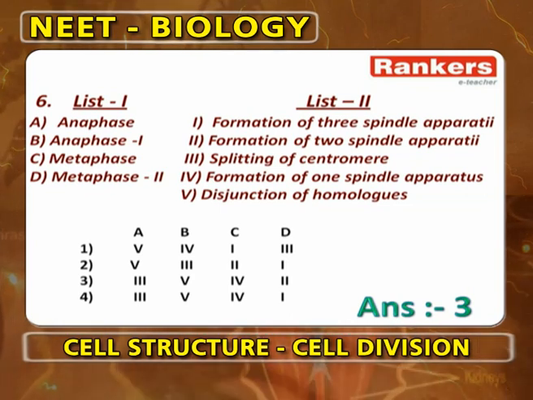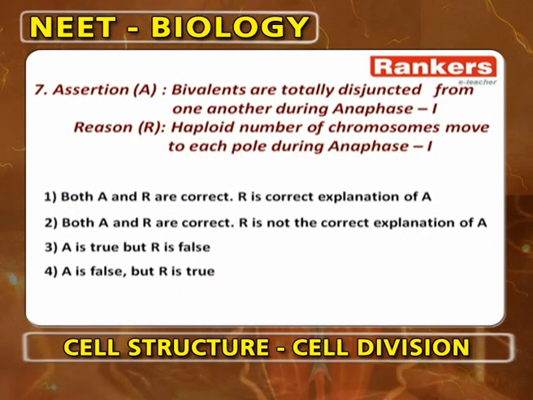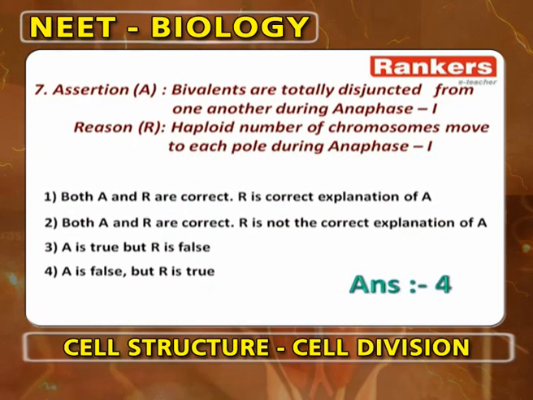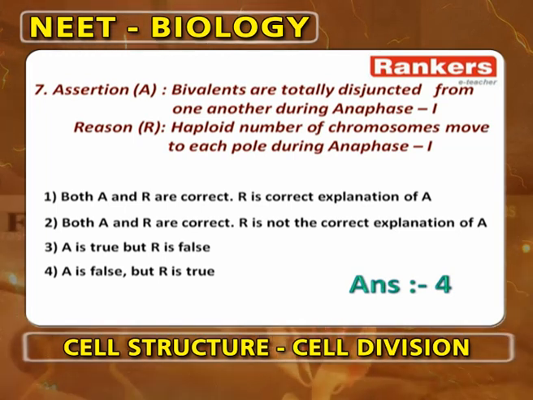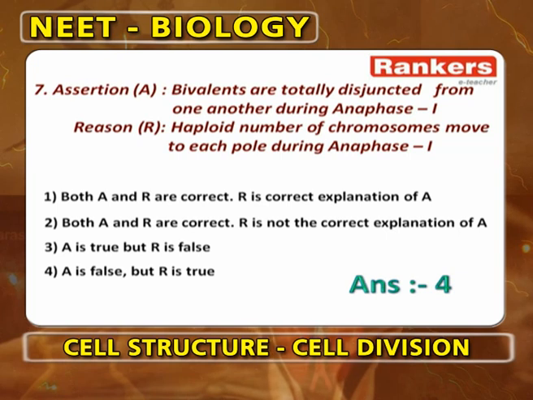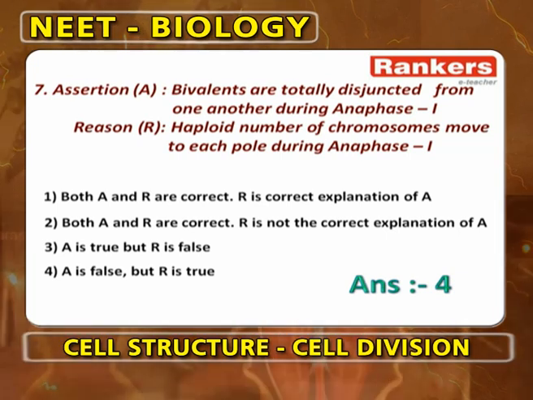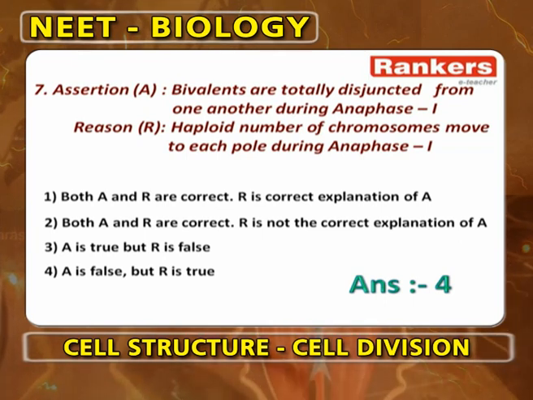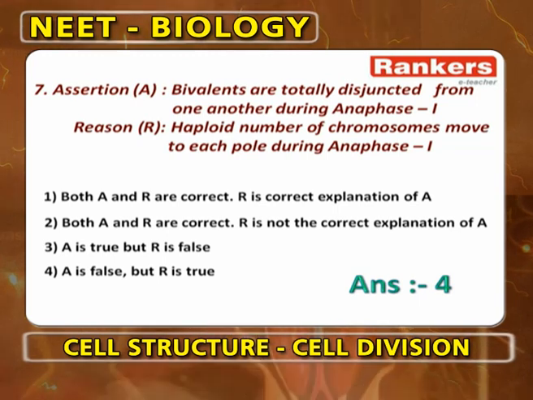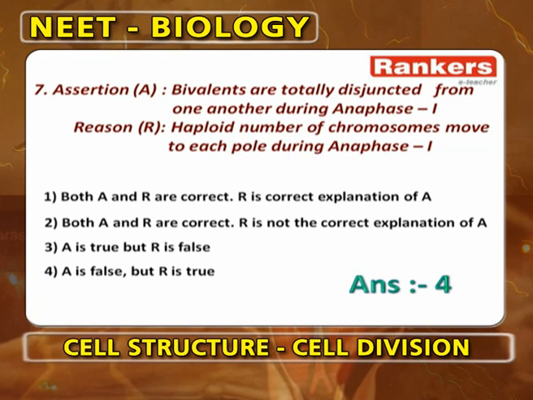Next, this is an assertion reasoning question. Assertion: Bivalents are totally disjuncted from one another during anaphase 1. Reason: Haploid number of chromosomes move to each pole during anaphase 1. Bivalents are not completely disjuncted from one another during anaphase 1, but haploid number of chromosomes, genomes, are formed and move to each pole during anaphase 1. So A is false, R is true.